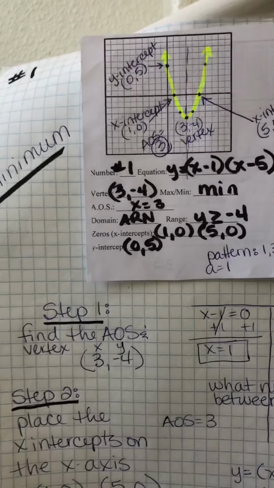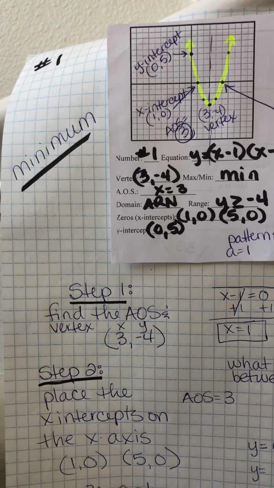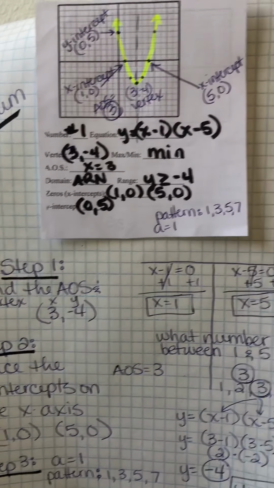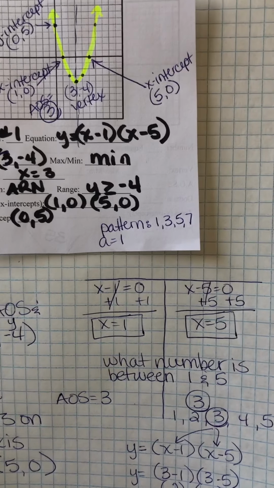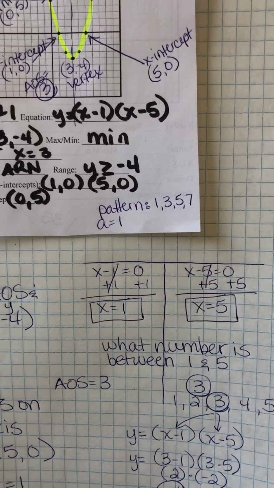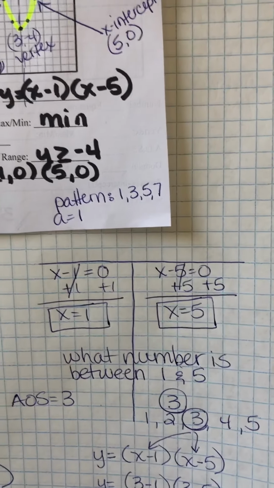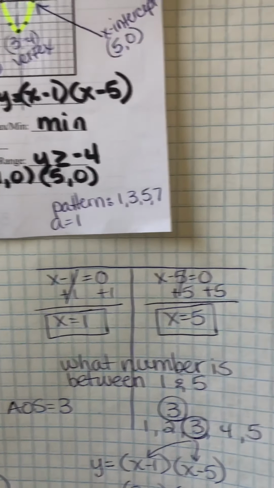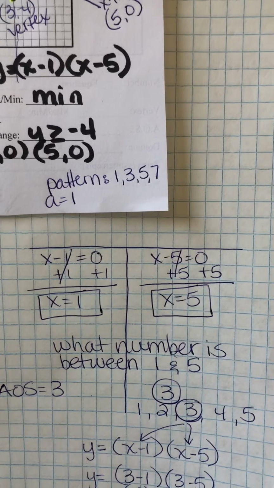Okay, what are we going to do first? We're going to find the axis of symmetry and the vertex. That's going to be our step 1. We take the equation and say x minus 1 equals 0, and then x minus 5 equals 0. We do a little basic algebra here, cancel out the 1 on both sides and the 5 on both sides. So now we have x equals 1 and x equals 5.